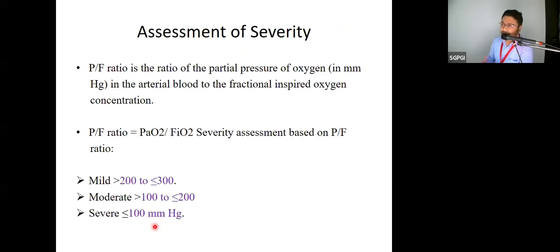The second severity score is the PaO2 by FiO2 ratio. Usually the normal value is more than 300. Mild is 200 to 300, moderate is 100 to 200, and severe is less than 100.